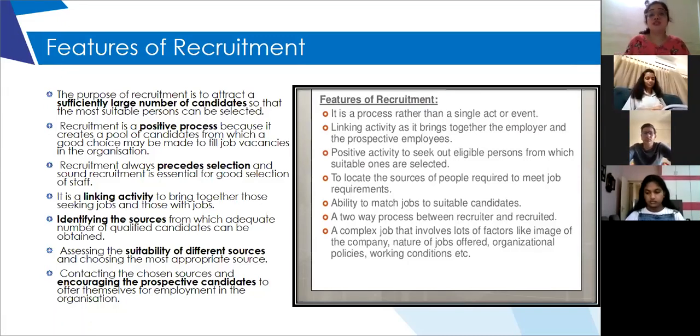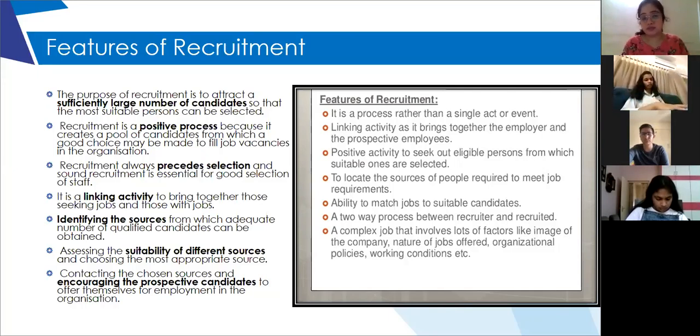So what they're trying to say here is you need a sufficiently large number of candidates. Recruitment is a positive process. This question comes a lot, why is it a positive process? Because it creates a pool of candidates from which a good choice can be made to fill the job vacancies in the organization. So this is a very positive process.